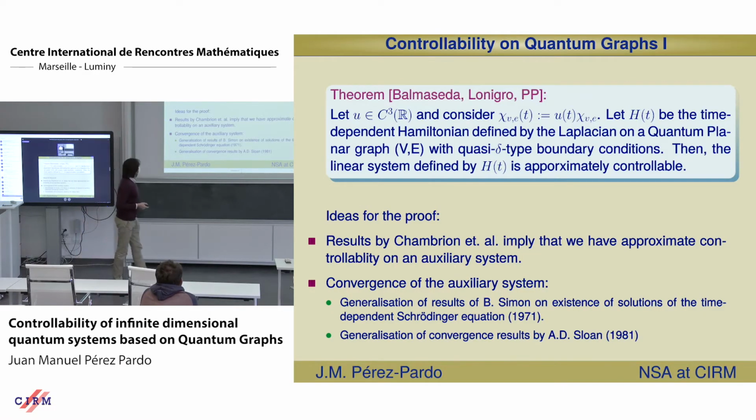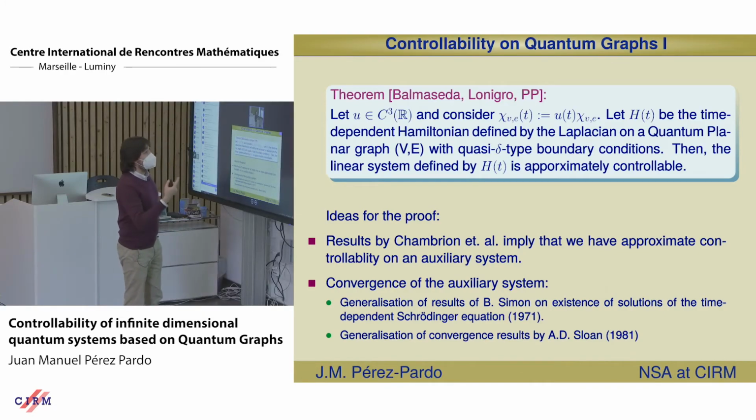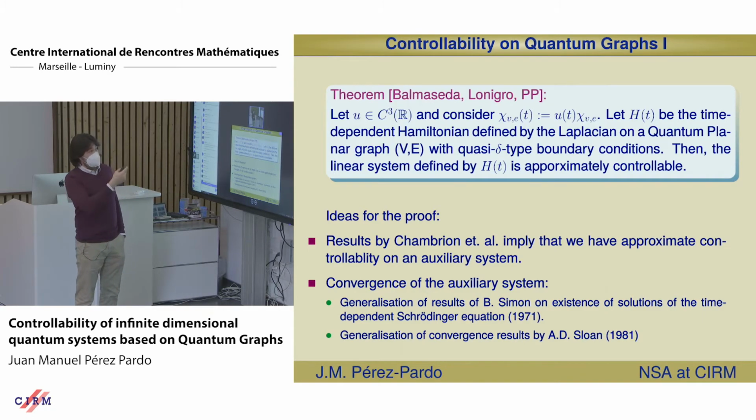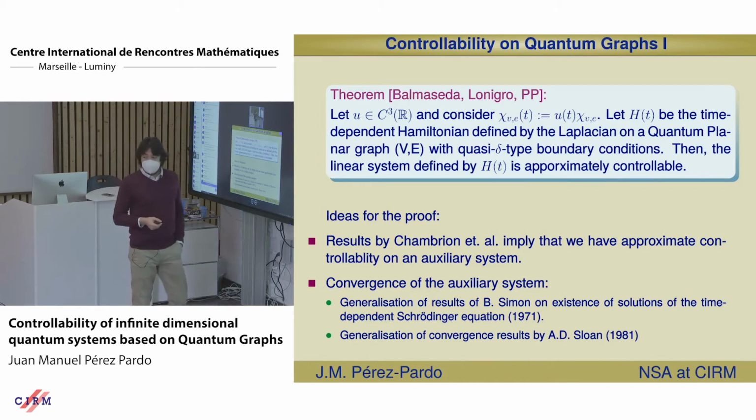And well, this is the result that I wanted to show. In particular, if we consider that u is some three times differentiable function, and we consider the phases defining the quasi-delta boundary conditions that I defined, so the parameter delta is going to be fixed, it's not going to depend on time. I'm just going to use the phases like this. So all the phases are going to be proportional to this parameter. Then the time-dependent Hamiltonian defined by the Laplacian on the quantum planar graph is approximately controllable. Okay, so we managed to prove that.